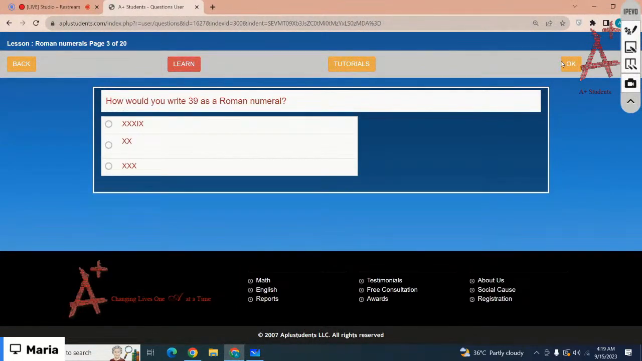How would you write 39 as a Roman numeral? So which is the correct option? 1, 2, 3, 4. Yes, the correct option is option number 1, that makes 39, right? Option number 1 is the correct option. Very good.